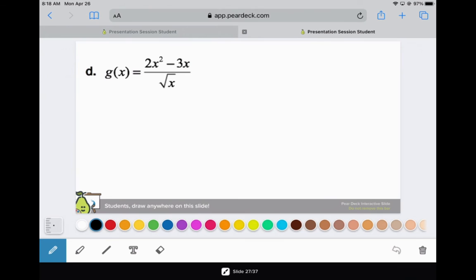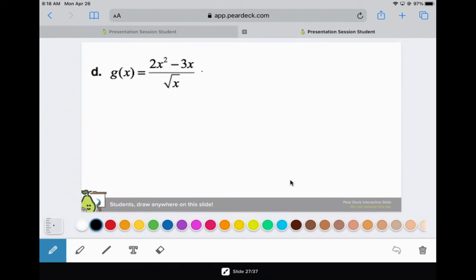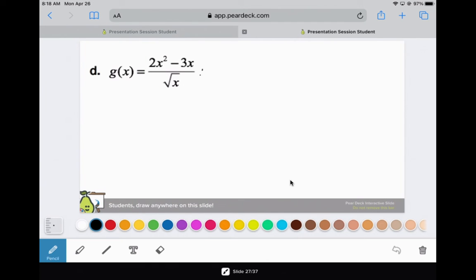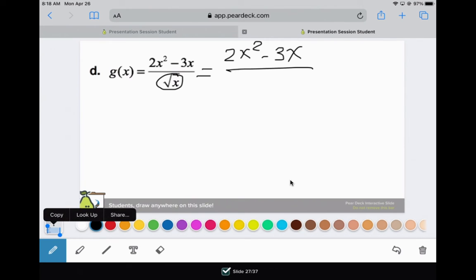Okay, we're going to look at division. The last time was product, and this one is division. So I'm going to rewrite this. We spent some time last time on how to rewrite when you have a radical. So 2x squared minus 3x, and the denominator is x to the 1/2. That's the power. So we have to simplify this one.